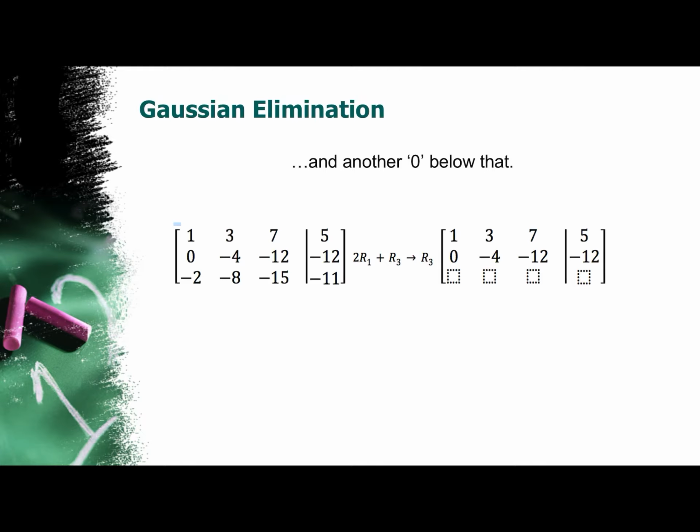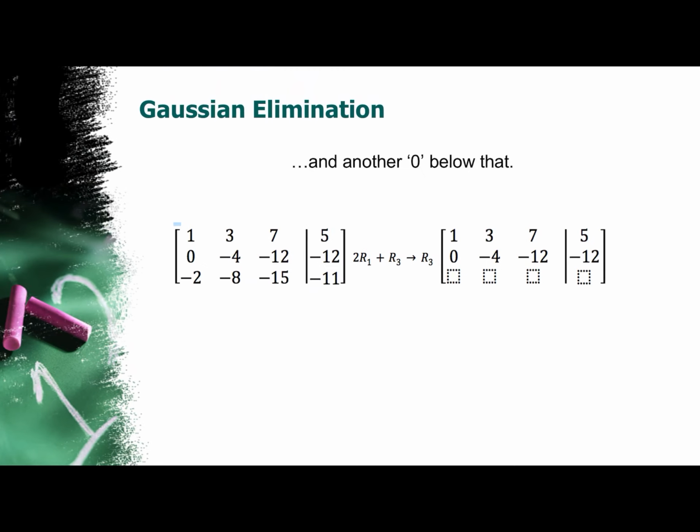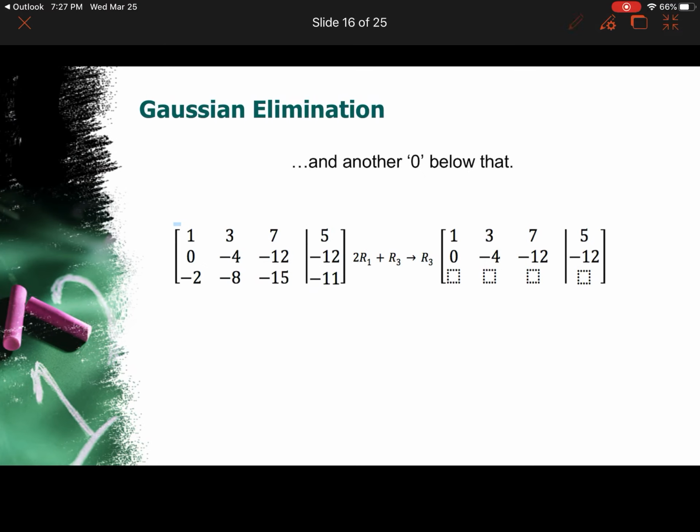Okay, so now we have the 0 below the 1. I need a 0 below that. So I want to get this -2 to be a 0. So I will use my top 1 again and multiply it by 2 and add it to row 3. And we notice that this time I'm only changing row 3. The other 2 are staying the same.